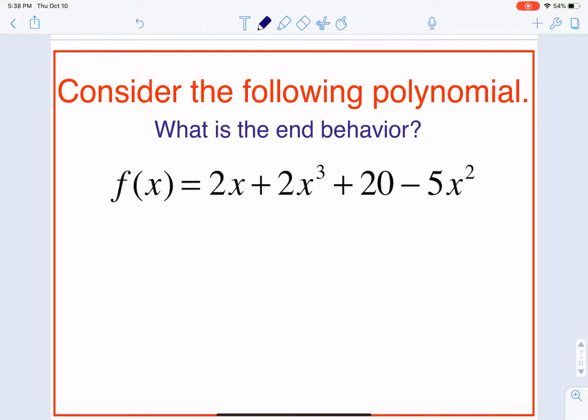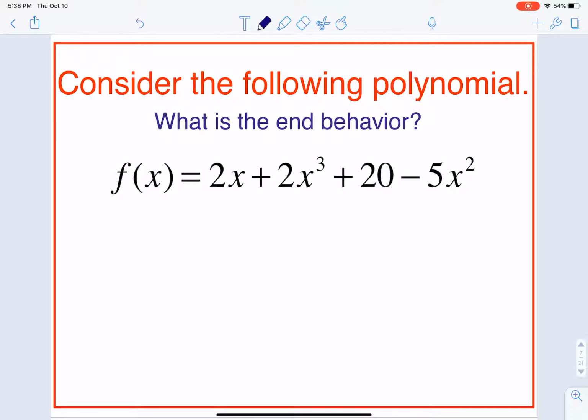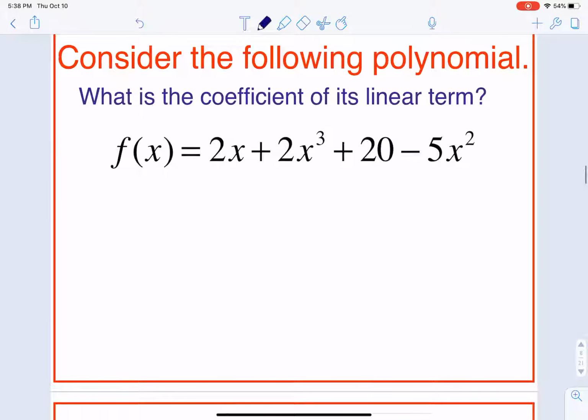Consider the following polynomial. What is its end behavior? So here I have an odd degree function with a positive lead coefficient. So I know that my graph will end up looking something like this. So as x approaches infinity, y approaches infinity, and as x approaches negative infinity, y approaches negative infinity. So there's my end behavior.